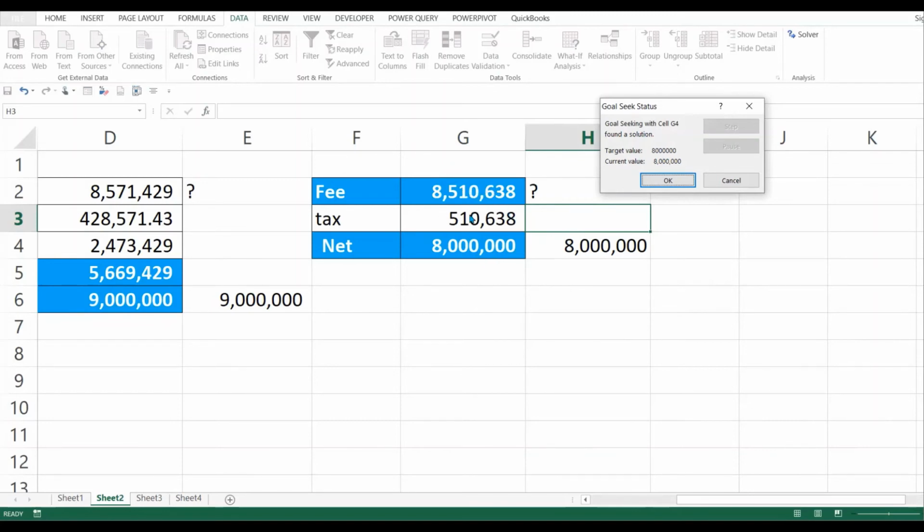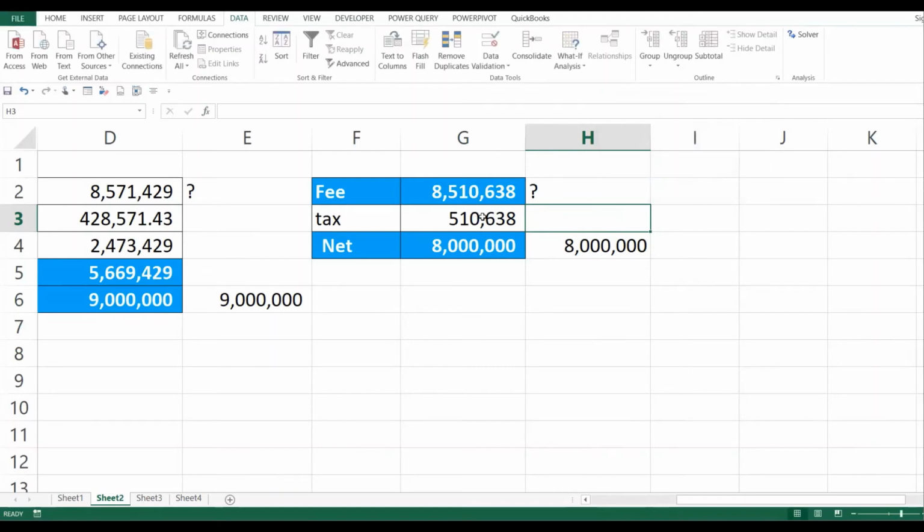So if you try it, 8 million times reduce the 6% on this, you'll get the net of 8 million. So this way, quickly, someone can say, this is my cost, what will my net be? Run, do goal seek, what if analysis, goal seek, get the result, give them the answer.